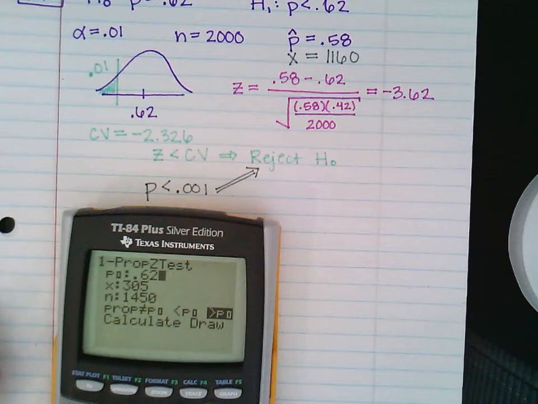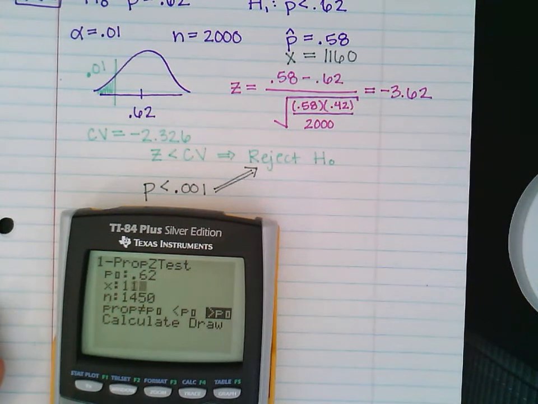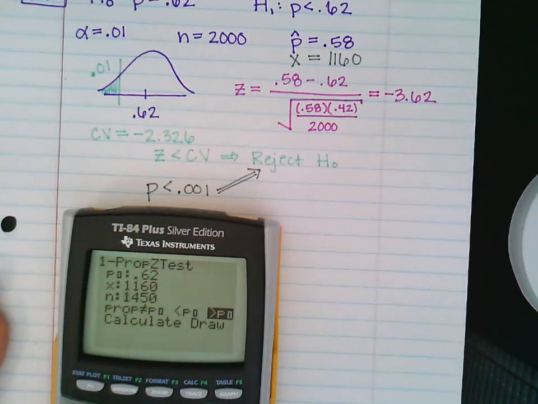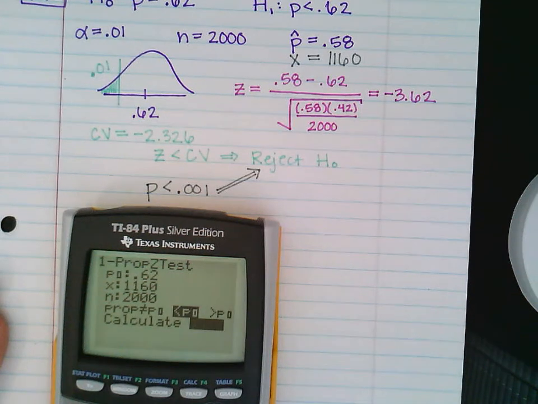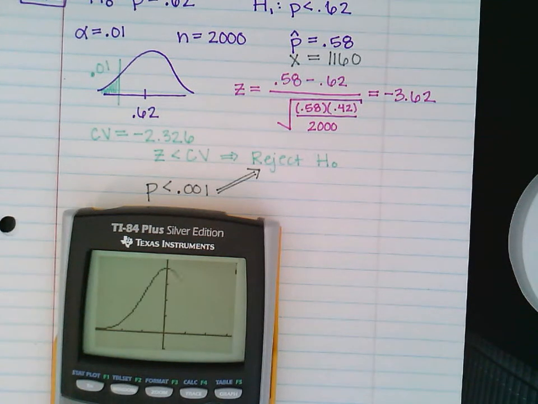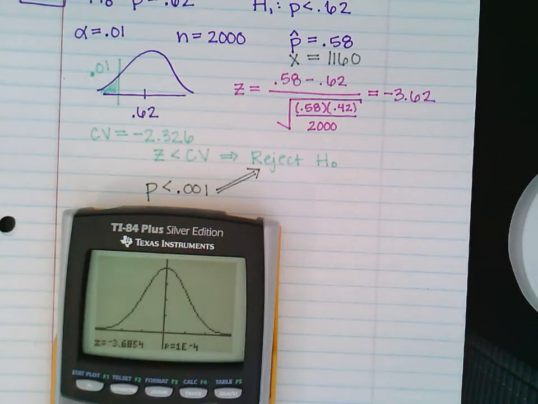So you're going to do 0.62. This is why your X value is important. You need to plug in the number of successes, not p hat. And we're doing a less than test, and you can tell it to draw. And you can see here, we did everything correct. Now my Z is a little bit different, but that's usually because of some rounding or something like that. It takes into account a lot more things. The calculator is going to be a little bit more exact, but we end up getting the exact same answers that we did, and we actually have an exact p-value.